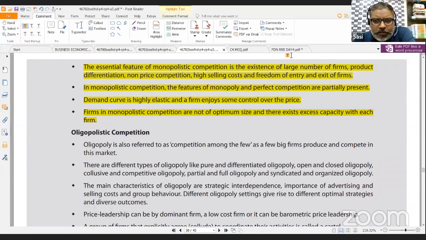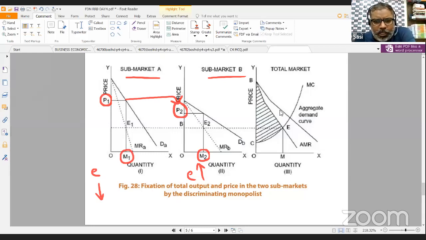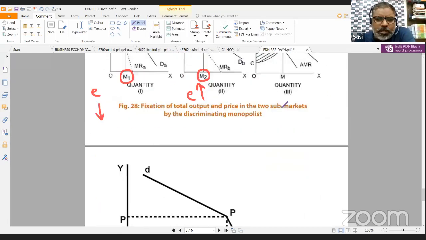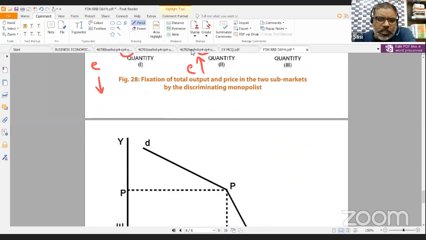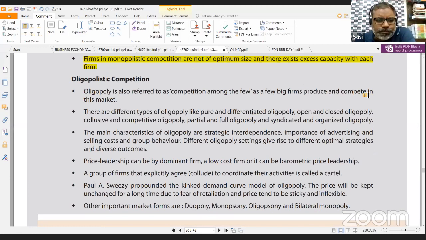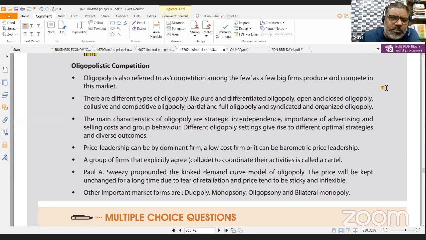In general, as far as the technical things are concerned, whatever we discussed about monopoly, the same things will apply to monopolistic competition also, except for the price discrimination. Other than that, all other graphs remain the same for monopolistic competition also. Then oligopoly is a kind of offshoot from monopolistic competition. It is a competition among the few. Very few big firms produce and compete in this market. That is called oligopoly.